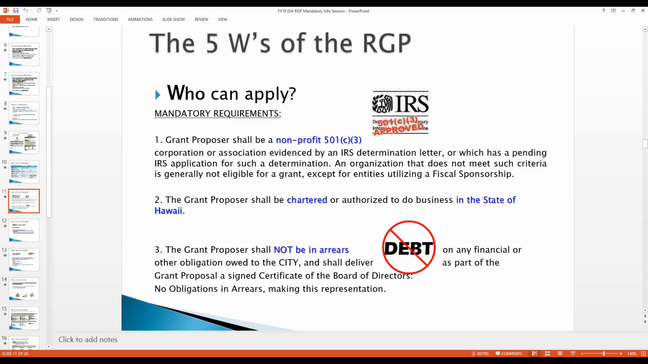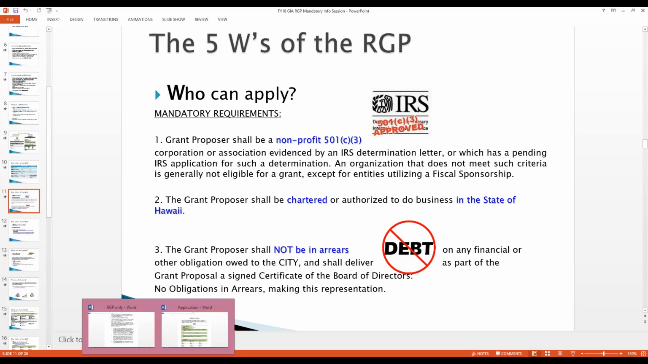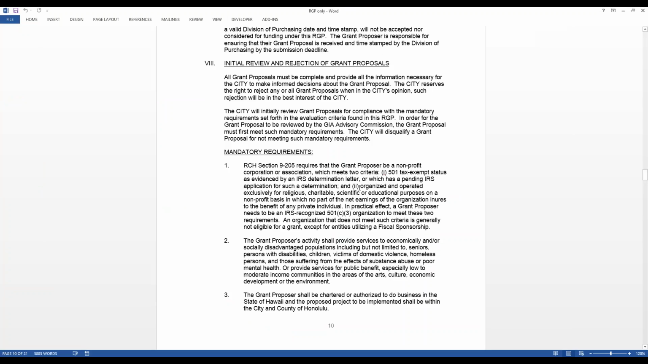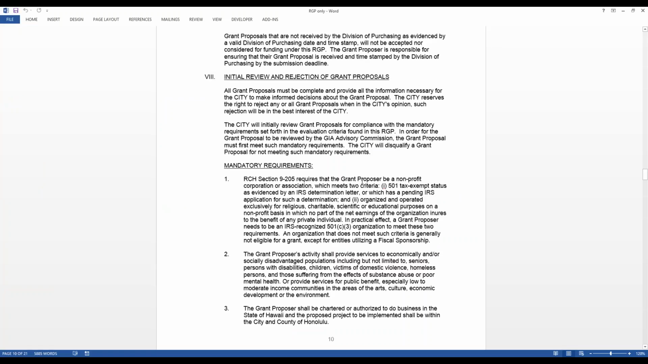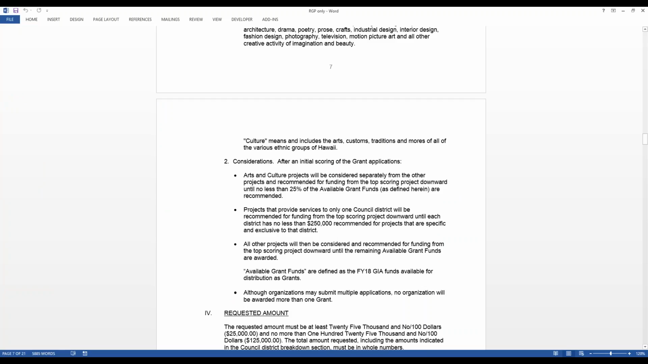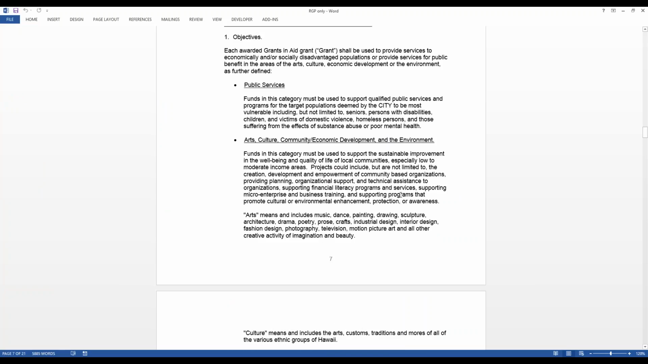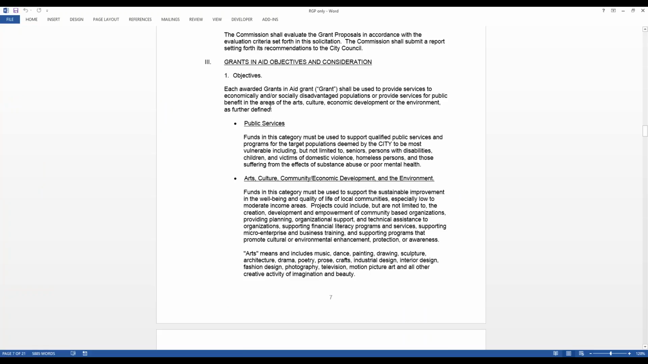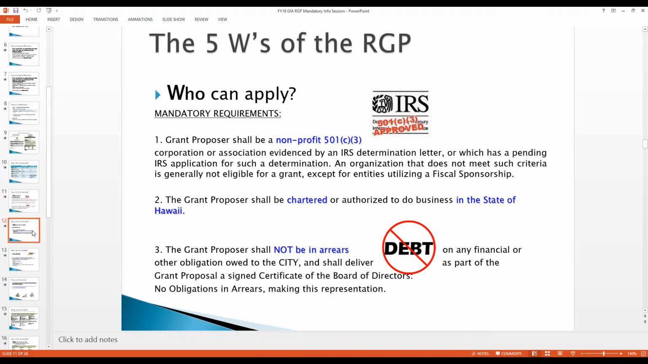The next mandatory requirement we shall see in the answer to the next 5W question, what can be funded? And you may turn to page 7 of RGP instructions, and let me show you how it looks. So going up to page 7. Okay. So we're going to look at section 3, Grants in Aid objectives. And I will return to my slide.